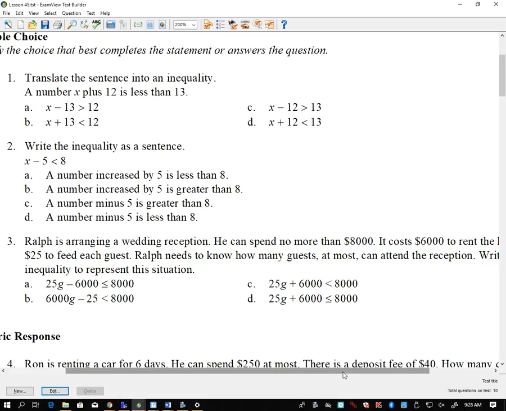So what kind of symbol is that? An addition sign. So x plus, what are we adding to x? 12. And what is the relationship between that and 13? It's less than. So in terms of that symbol pointing in a direction, which direction is it going to point? It's going to point to the left towards the x plus 12 because x plus 12 is less than 13. 13 is greater than x plus 12.